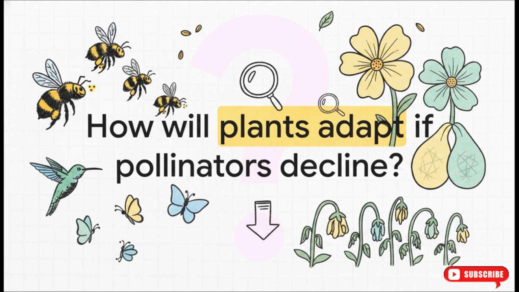As we see bee and insect populations drop globally, the very system of sexual reproduction we've explored today is under serious threat. Think about it. If plants can't cross-pollinate, they lose their genetic variety, and we lose the swollen ovaries we rely on for food. It's a delicate balance that affects every ecosystem on Earth.